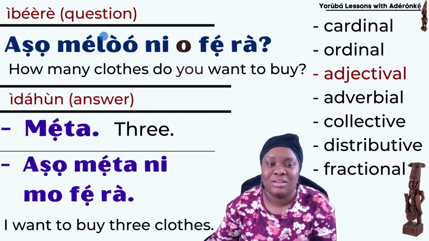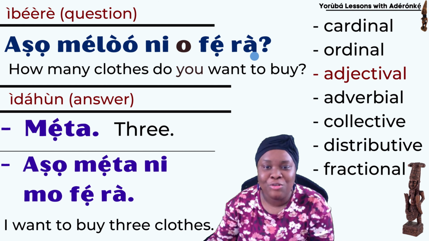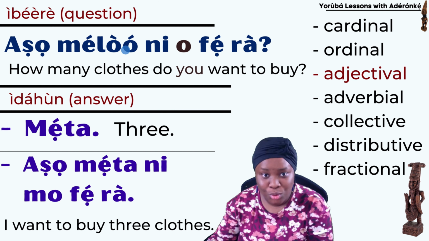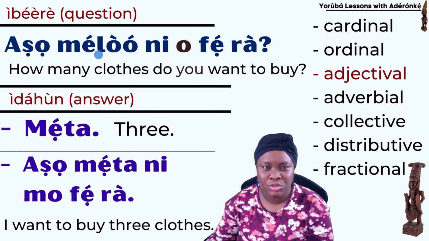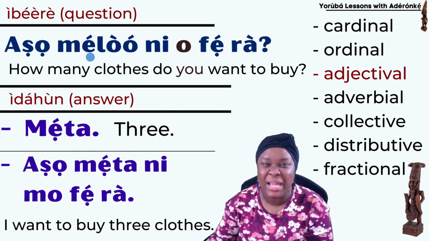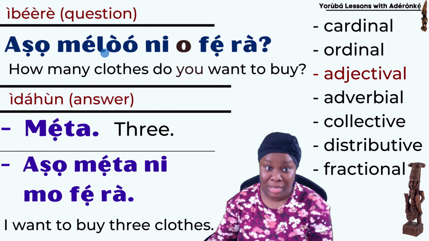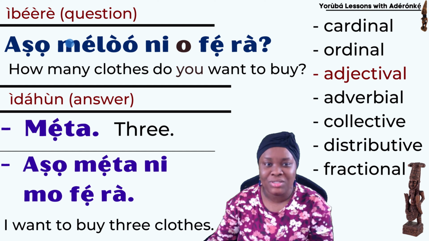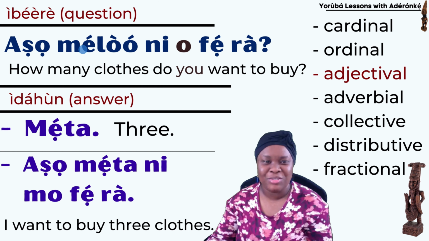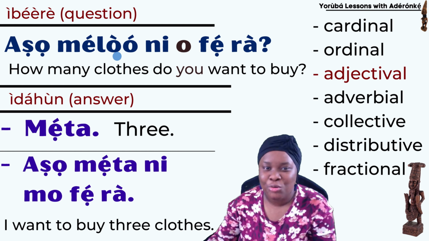Let's say your cousin asks, Aṣọ mélòó ni o fẹ́ rà? How many clothes do you want to buy? Aṣọ, clothes. Mélòó. Mélòó is typically how you would start a question that relates to quantity, that relates to how many. Mélòó. That's how you start. Mélòó, or you put the noun before. It really depends on how you want to frame the question. Aṣọ mélòó ni o fẹ́ rà?